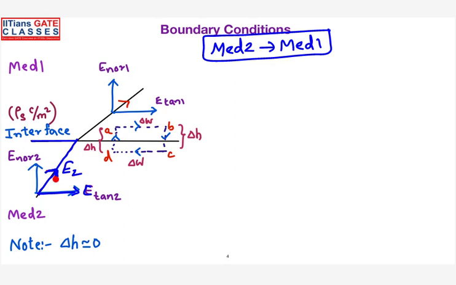So the E2 can be resolved into one component parallel to the interface. The parallel component is basically called the tangential component. So this E tan 2 is the tangential component of electric field in the second medium. And the other component you can resolve is perpendicular to the interface. You can see here, this component is perpendicular to the interface, so that's why I was calling it a normal component. So this is the normal component in the second medium. Clear? The tangential and normal component, have you understood?